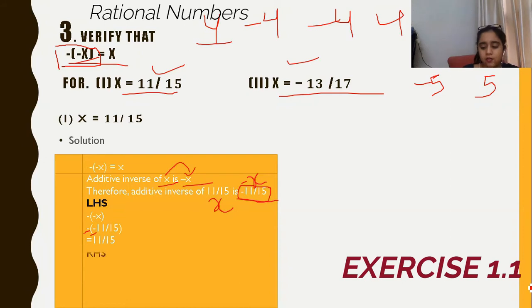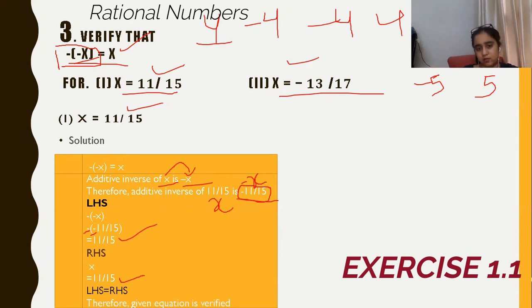Now I will do the right hand side. My right hand side is simply x, and we know the value of x, that is 11 upon 15, given in the question. So our right hand side is 11 upon 15. When I solved the left hand side I got 11 upon 15, and when I solved the right hand side I got 11 upon 15. So both the left hand side and right hand side are equal, and I will say that this equation is verified.